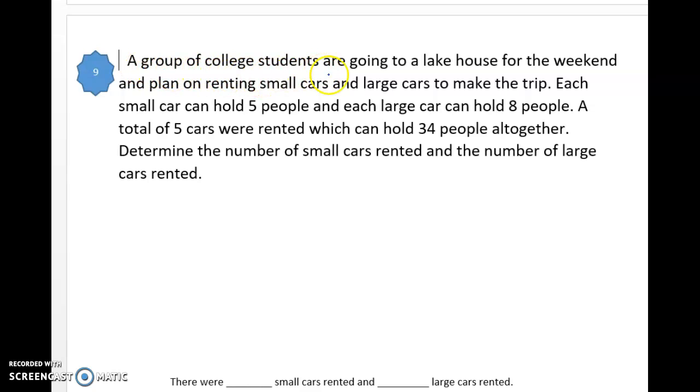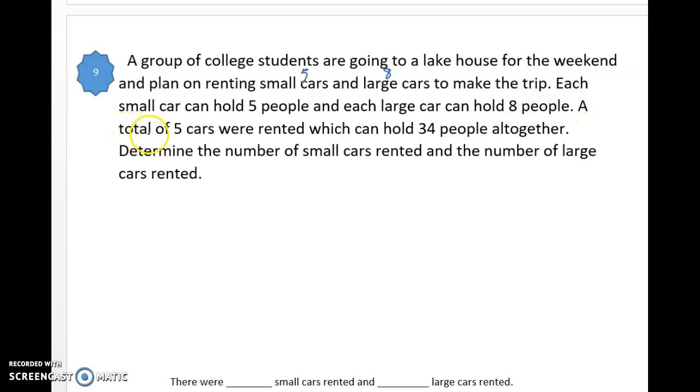A group of college students are going to the lake house for the weekend and plan on renting small cars. Okay, small cars and large cars. There's that and, so this is part of our system. Anytime I see an and, I think, oh, I'm writing two things. To make the trip. Each small car can hold 5 people. Okay, so small is 5, and each large car can hold 8 people. So large cars is 8.